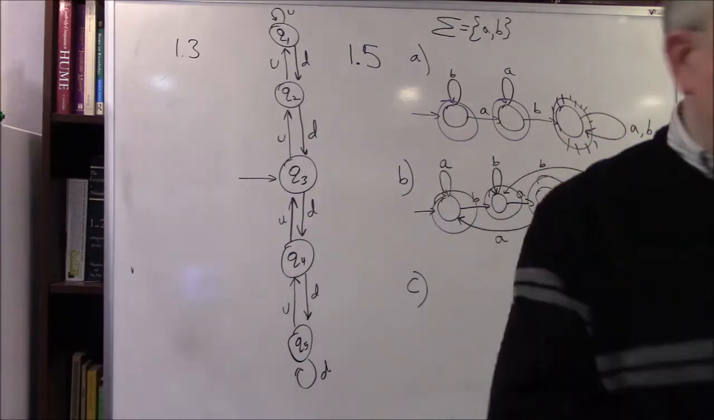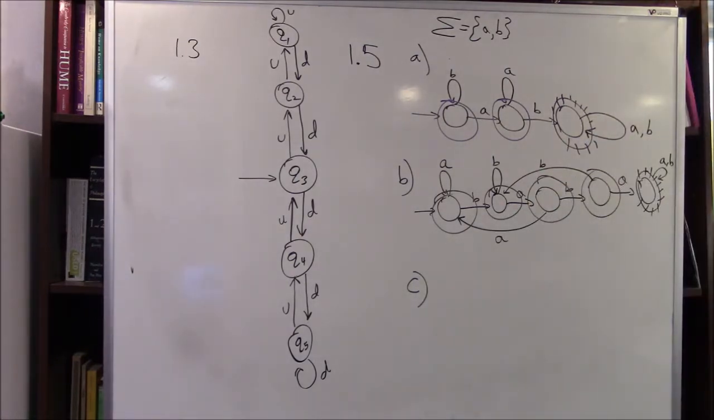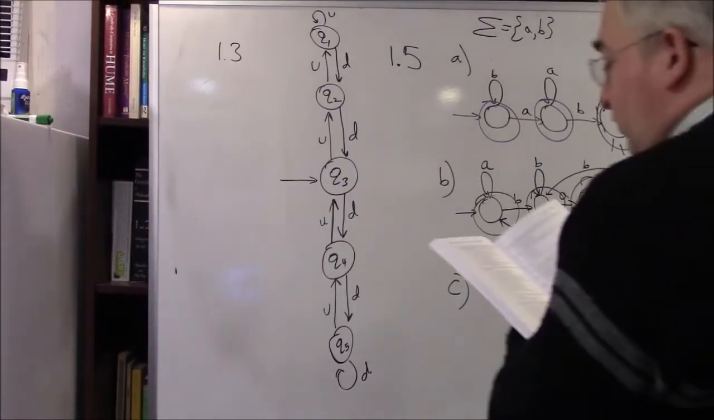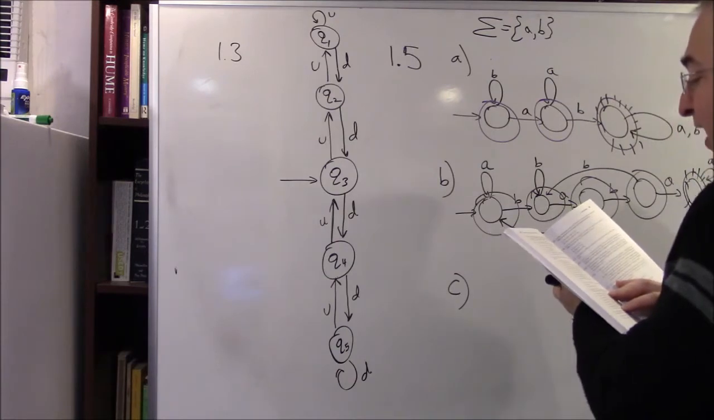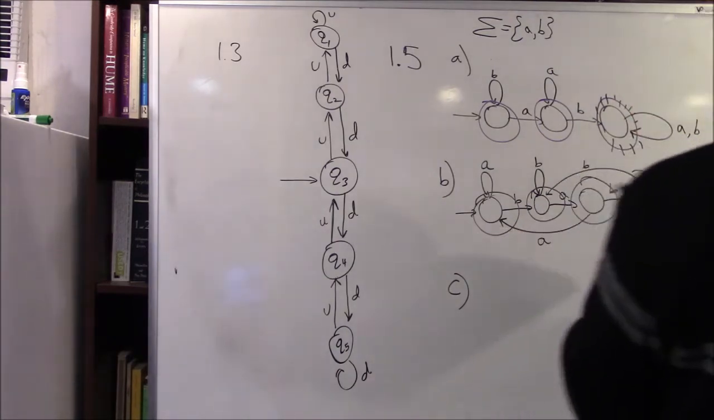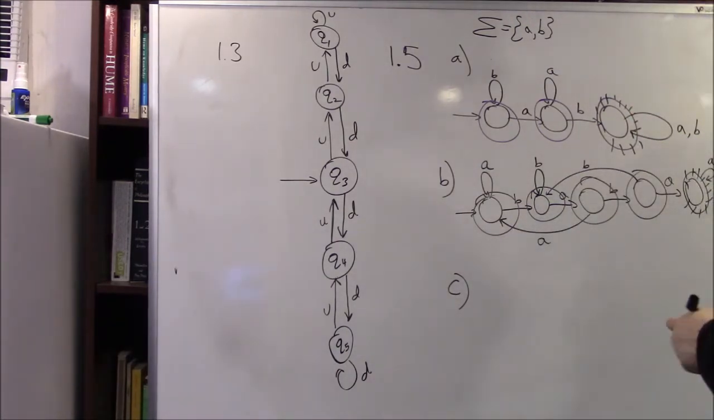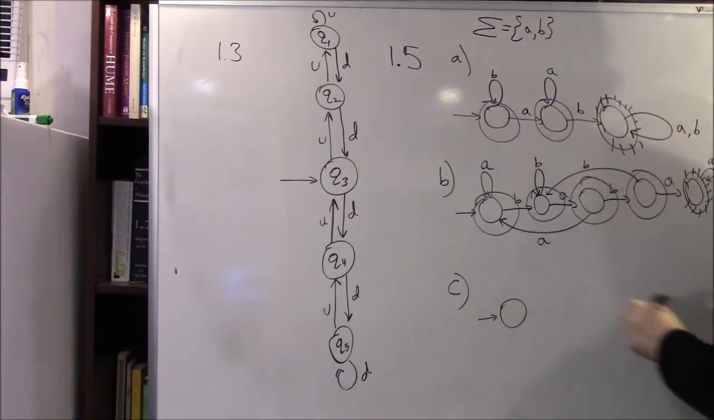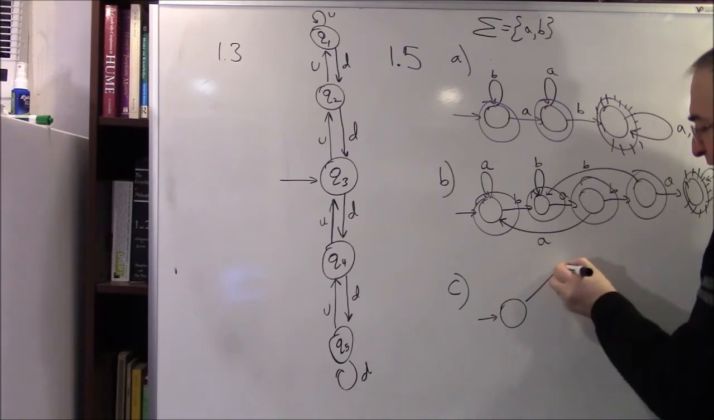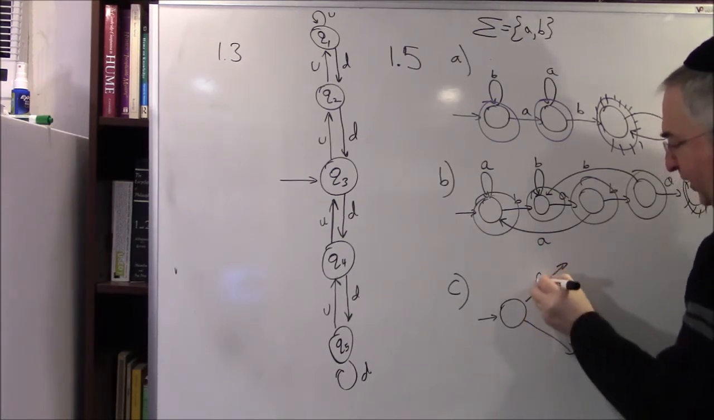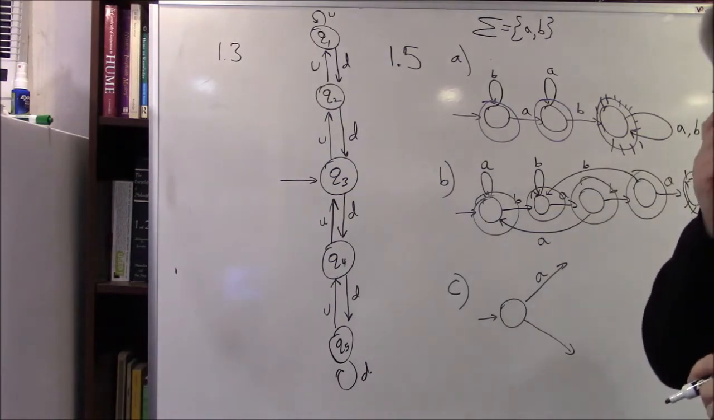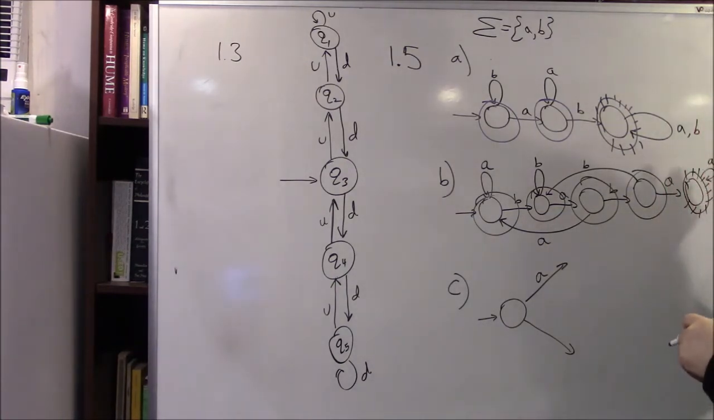Let's read it. Okay. 1.6c. W contains neither the substring AB nor the string BA. Okay, so it goes like this. Here's your starting state. Next, you're either going to have an A. So we're looking for a finite automaton that has AB or BA.